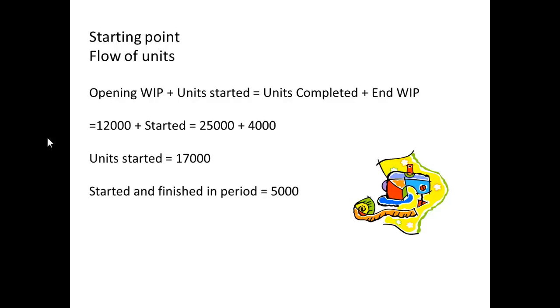So where's my starting point? Well, I look at the flow of the units. So the opening work in progress plus the units that get started must be equal to the number of units completed plus the end work in progress. So basically 12,000 plus however many we've started gives 25,000 plus 4,000. So in other words, I have started 17,000 units. I have therefore got, if I look for that balance, started and finished in the period will be 5,000.